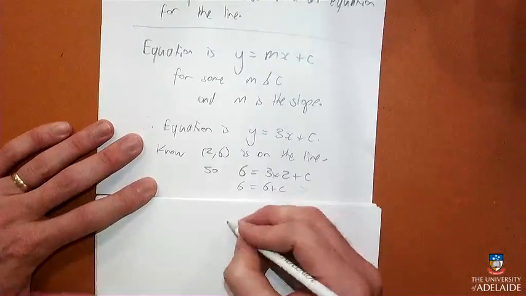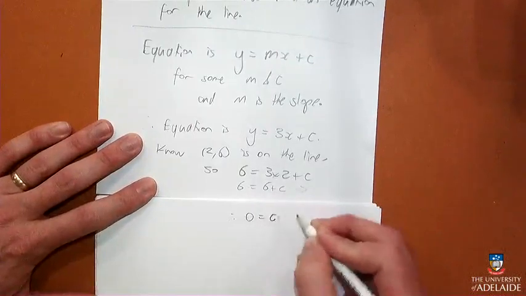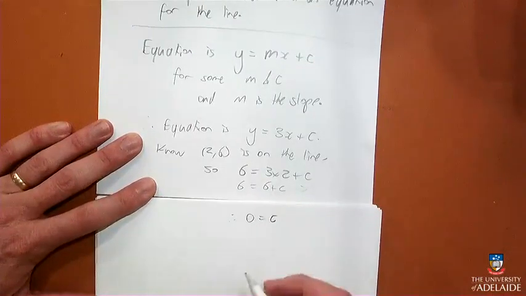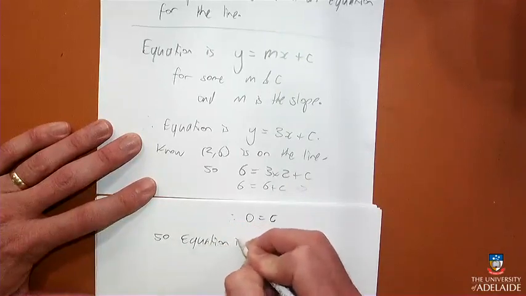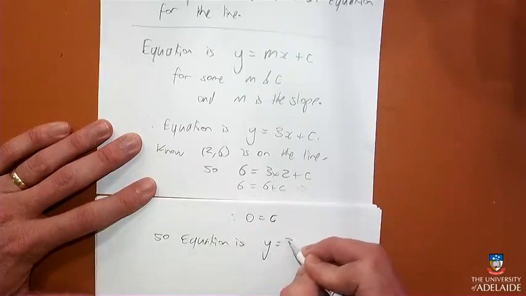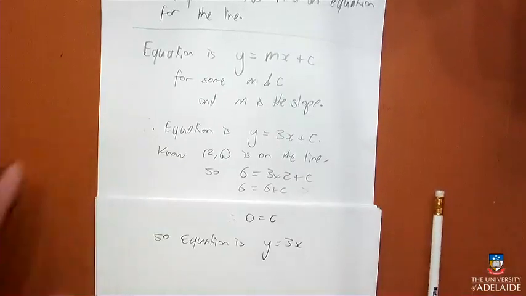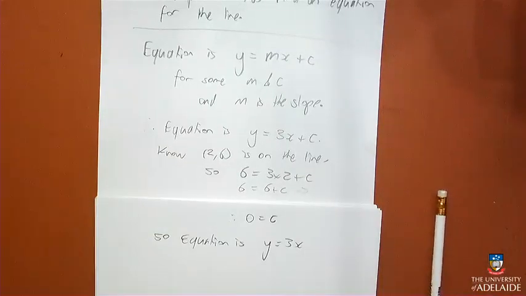I never managed to fit it all on one page. Therefore 0 equals c if we subtract 6 from both sides, and so the equation is y equals 3x and the c is 0. Now you won't always have the c come out to 0. That's a coincidence. Sometimes it comes out to something else. And I'll do several other examples where it does come out to something else. But this is something that we're going to have to be able to do over and over, so it was a good thing to start.